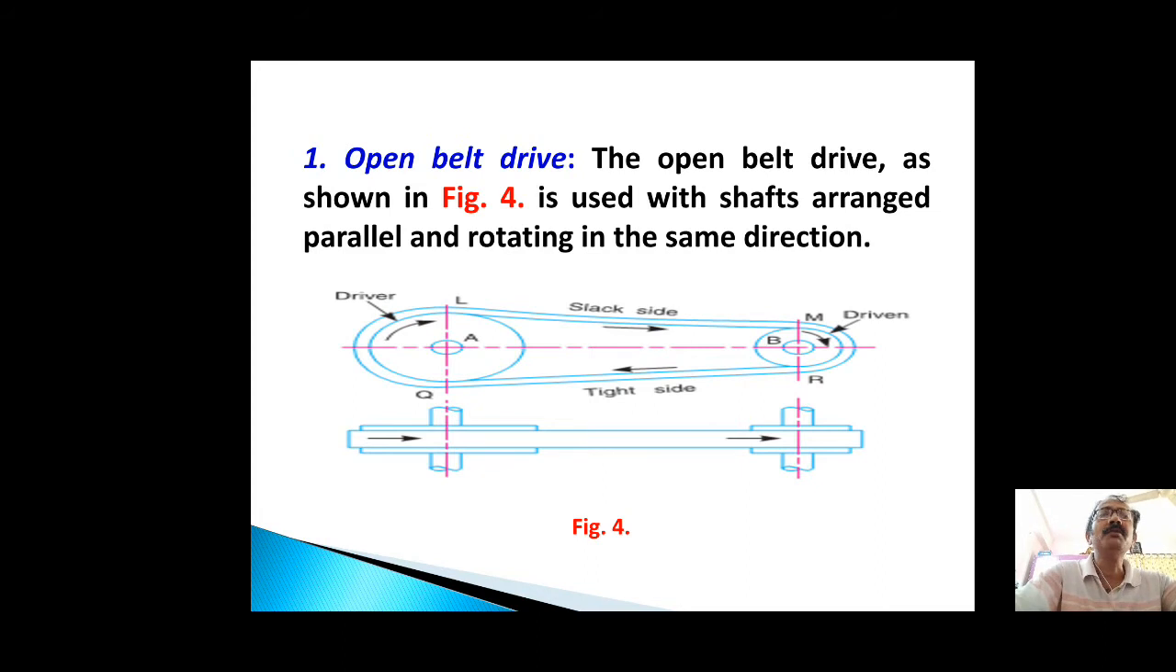Now open belt drive. The open belt drive, as shown in figure 4, is used with the shafts arranged parallel and rotating in the same direction. In this diagram there are two views, one is top view and another is front view. The left side pulley is the driver and the right side pulley is the driven, and the tight side of the belt is always the lower side and the slack side is generally on the top.